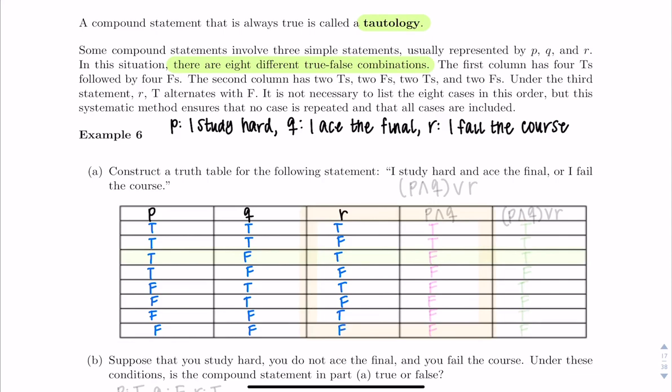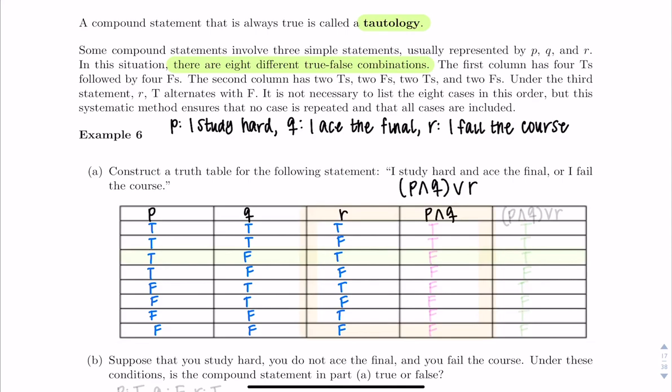Let's go ahead and write what this statement would be in symbolic form so we know what we're looking for. So I study hard and ace the final, comma, or I fail the course. So the commas indicate where the grouping occurs in the statement. So before the comma is I study hard and I ace the final. So that would be P and Q, or I fail the course, which is R. So that is the goal of what we're looking for at the end. So we need to figure out P and Q first before we combine it with this or R statement.